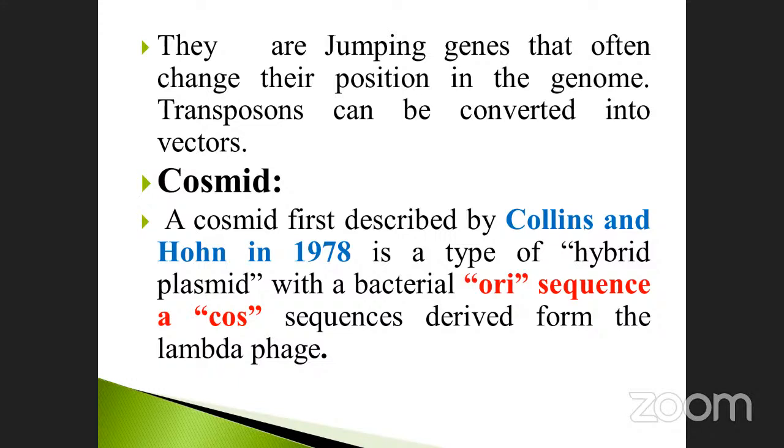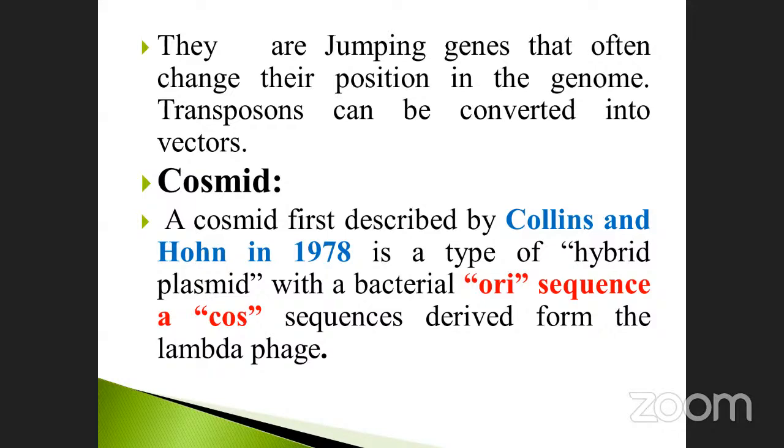That place is called ori, isn't it? So here the cosmid is also called a jumping gene. This was first discovered by the scientists Collins and Hohn. Don't forget, Collins and Hohn in 1978. It's a type of hybrid plasmid. Hybrid means a combination of two: the bacterial ori sequence and the cos sequence derived from the lambda phage. Here the ori is from the bacteria and the cos is from the lambda. So these are the two combinations. That's why it is considered a hybrid, bacteria as well as phage.